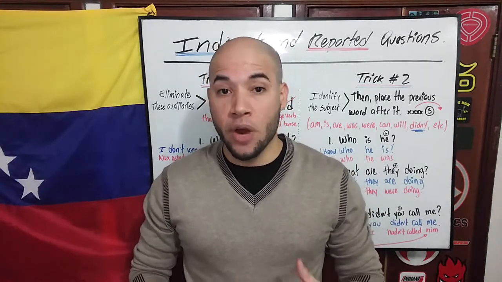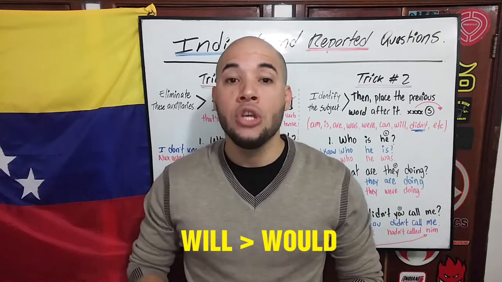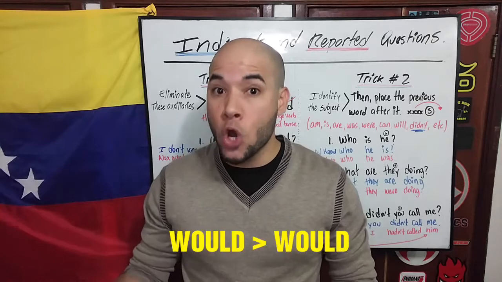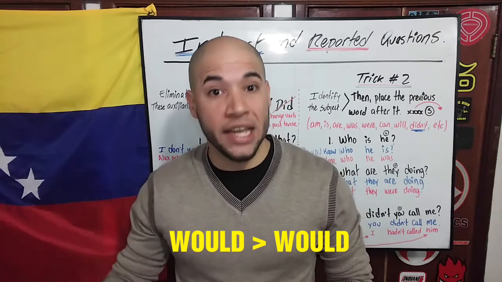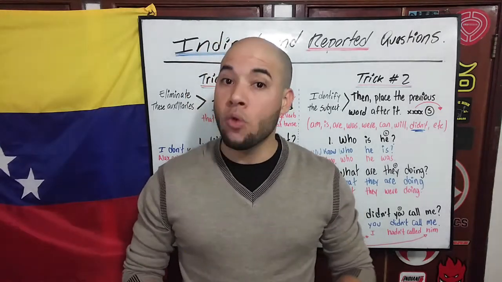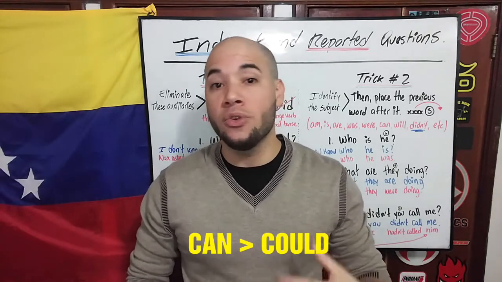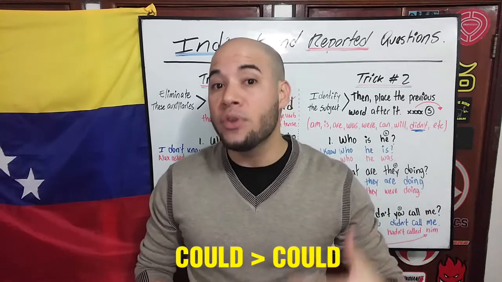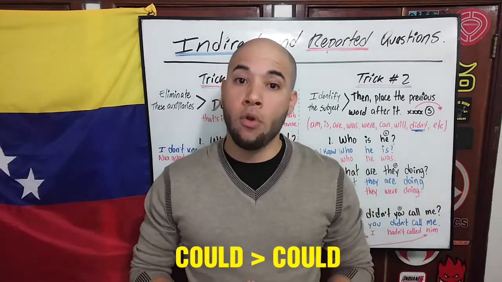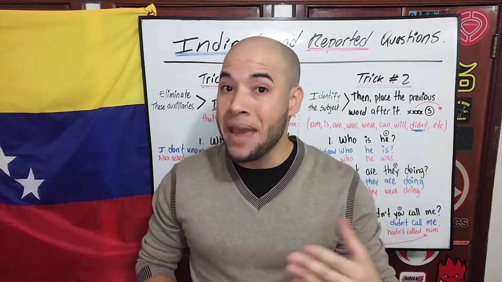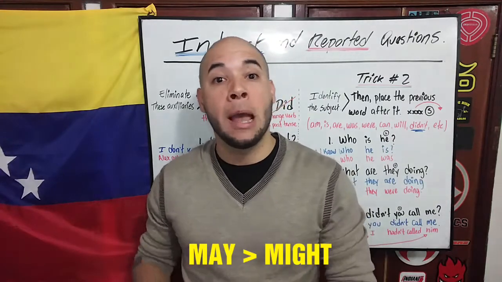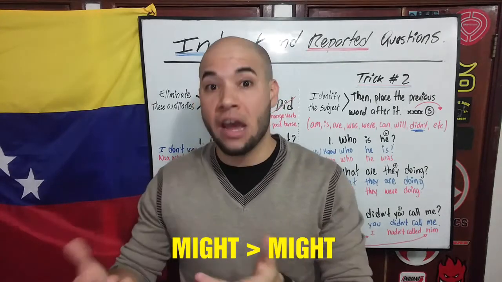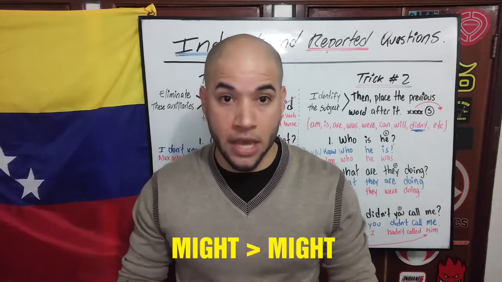If you have to report a direct question that has the modal will, you have to report it using would. If the direct question has the modal would, then you have to use would again to report it. If you find a question with can, you report it using could. If you find a direct question with could, then you have to use could again to report it. If you find a direct question with may, you have to report it using might. If the direct question has the word might, then you have to report it using might again.